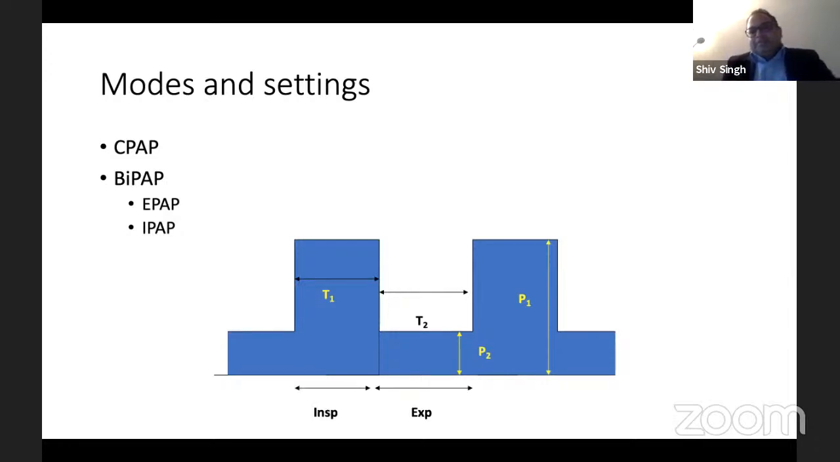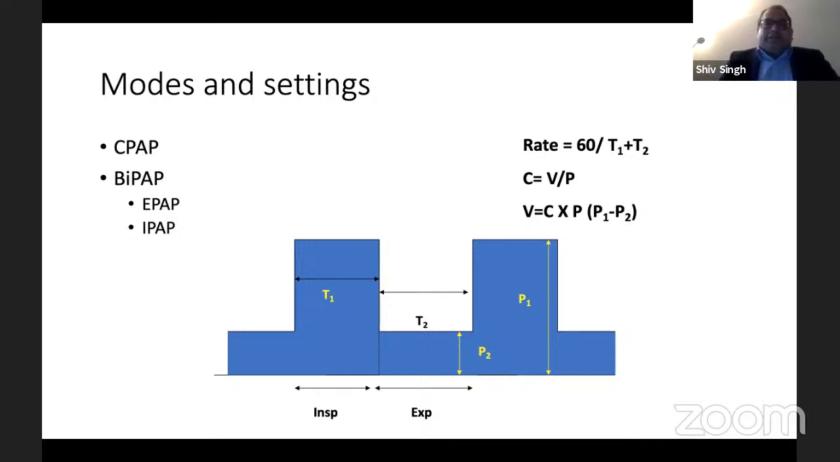So when the pressure goes up, there is inspiration. And during CPAP, or EPAP, there is expiration. And the rate is normally taken as 60 divided by T1 plus T2. And if the compliance is known, which the ventilator can calculate, then your volume delivered will be compliance times the pressure. Pressure would be P1 minus P2. P1 is during the inspiratory phase, and P2 during the expiratory phase. So pressure support ventilation is another mode.